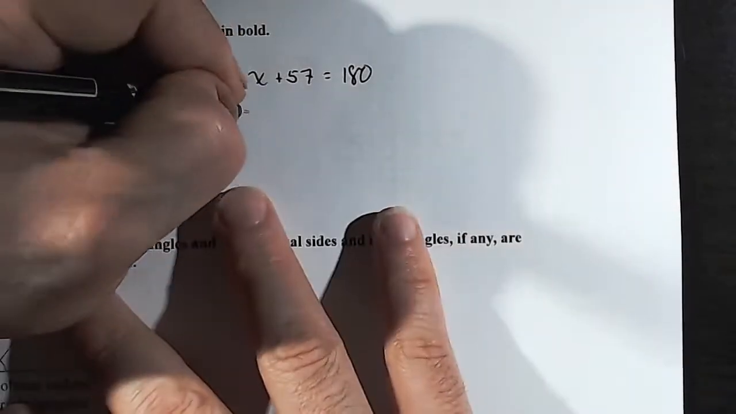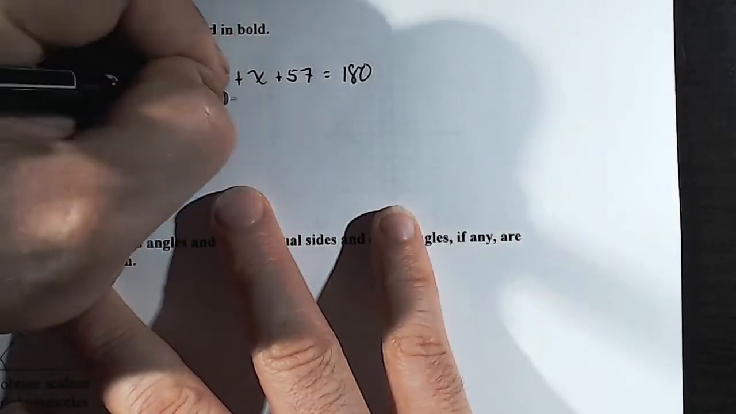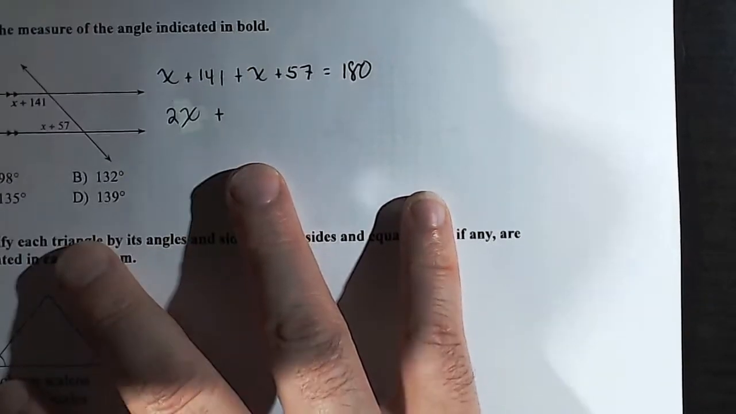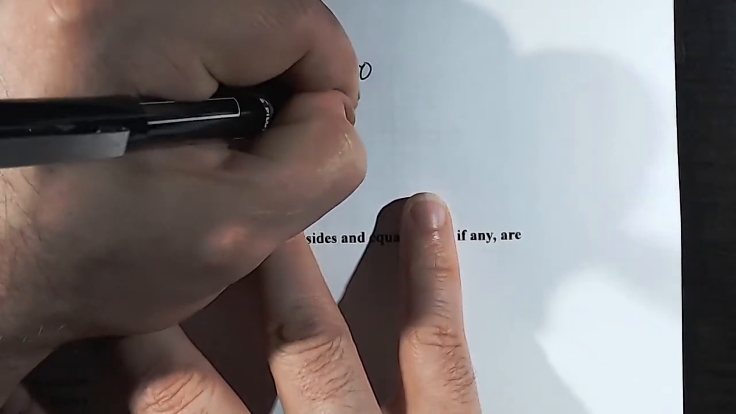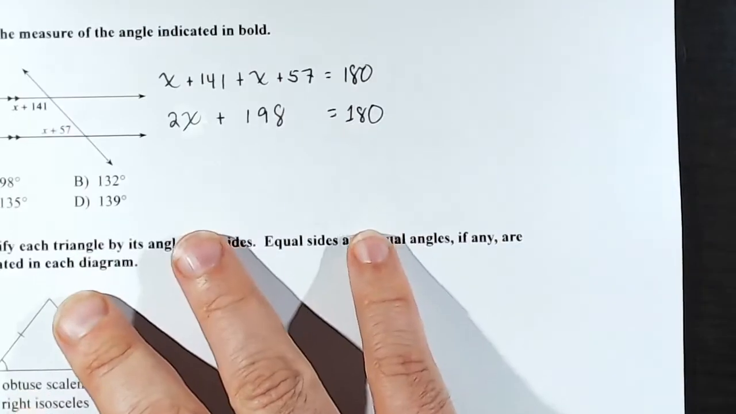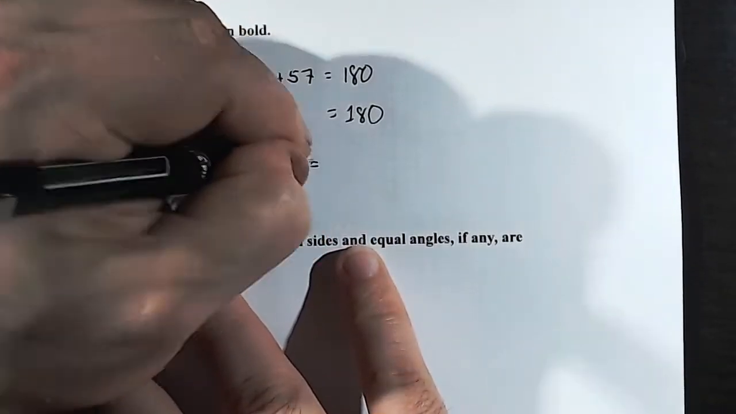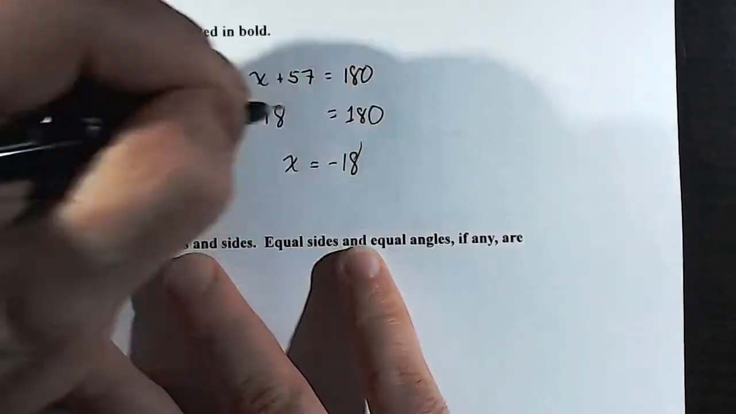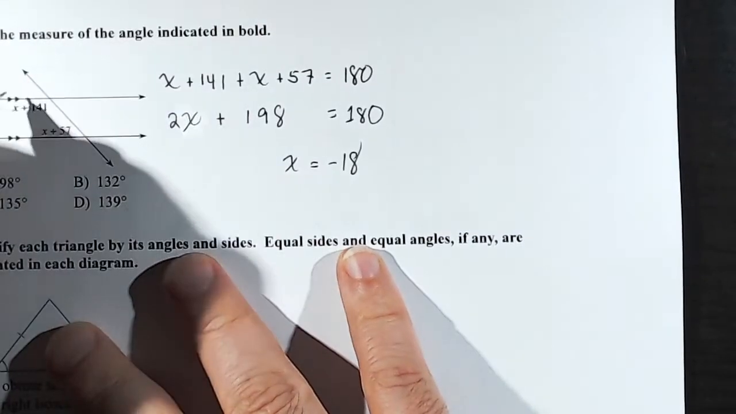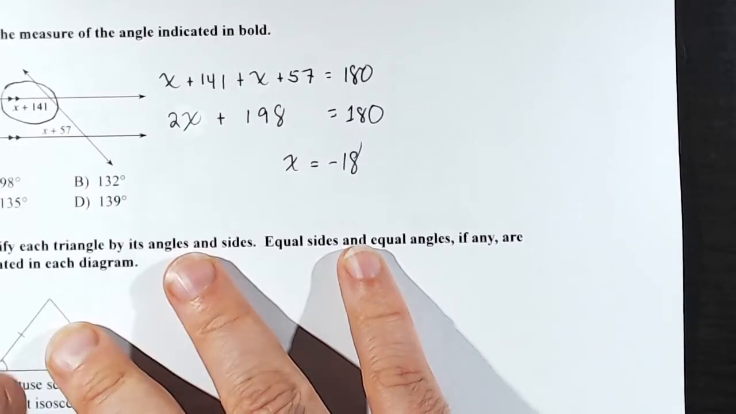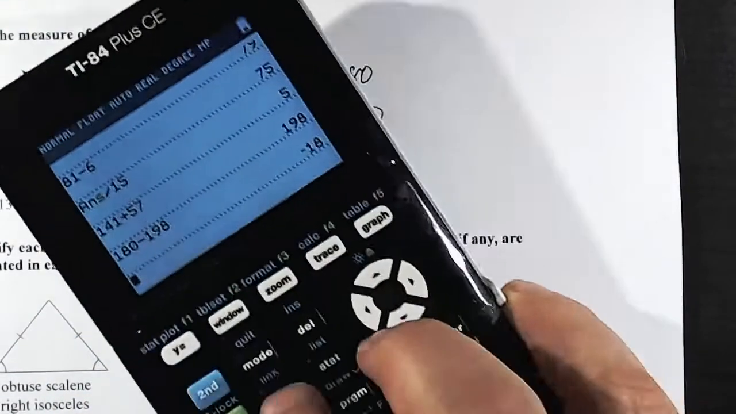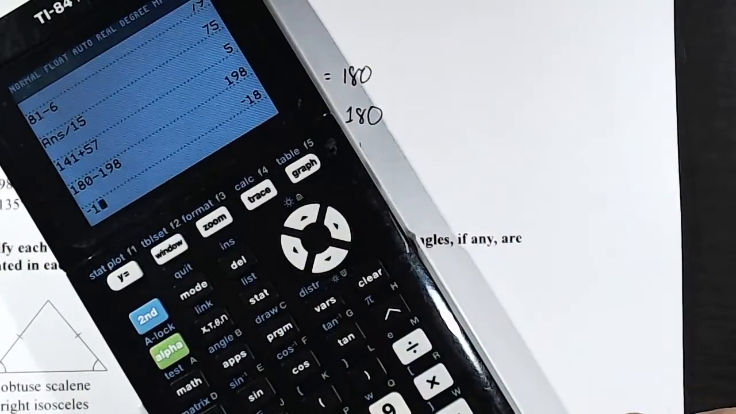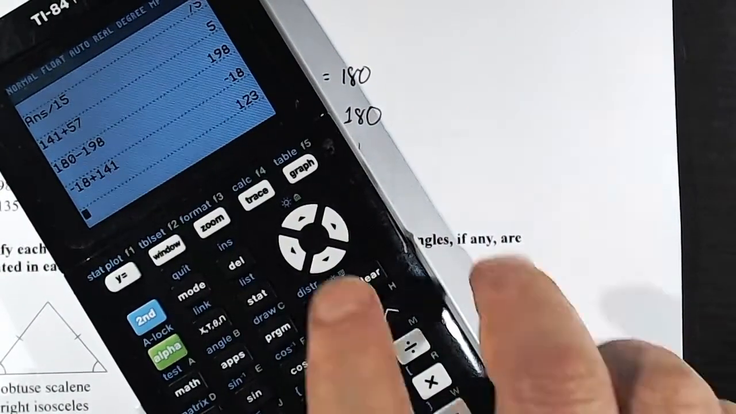So 2x plus 198 equals 180, and x is equal to negative 18. Just plug this in to this angle here, the one that's bolder than the others. So you just put negative 18 plus 141, which is 123.